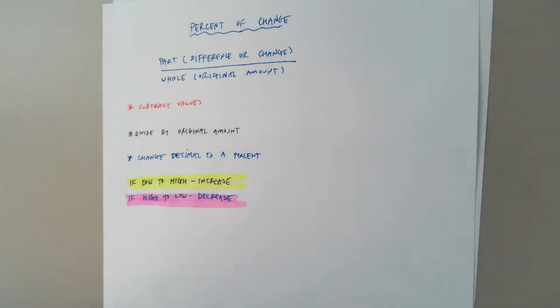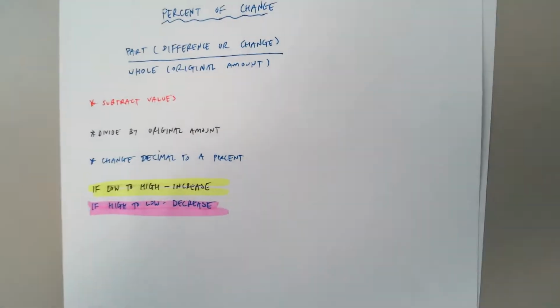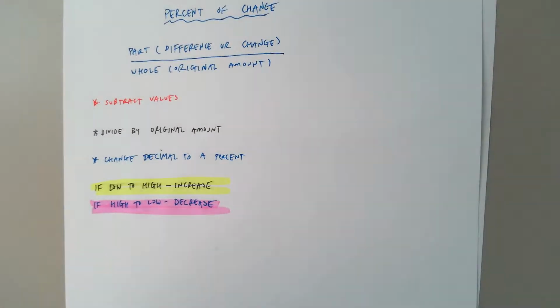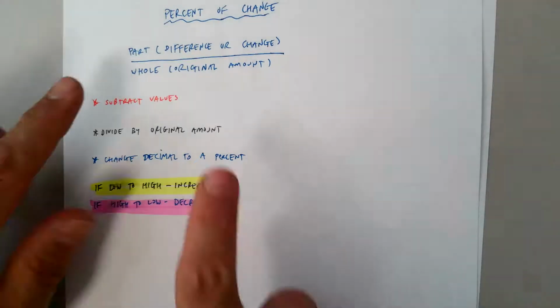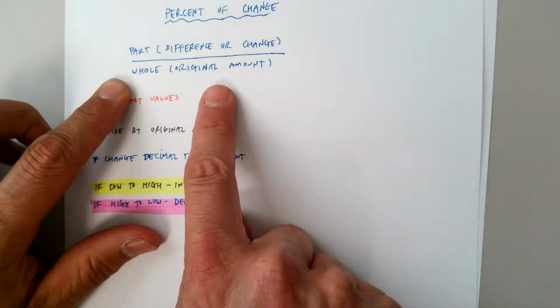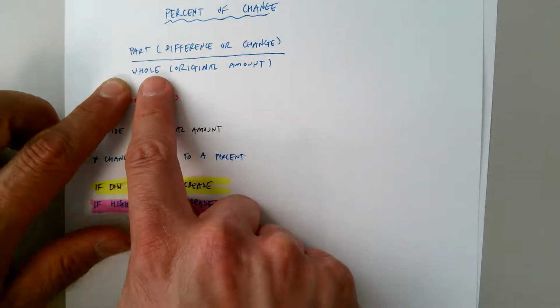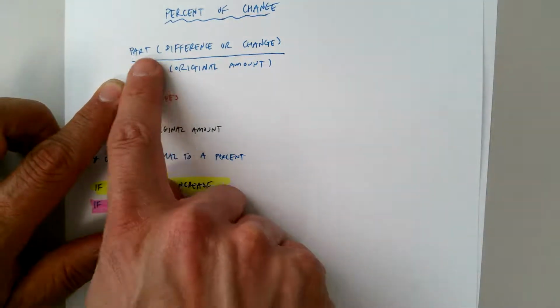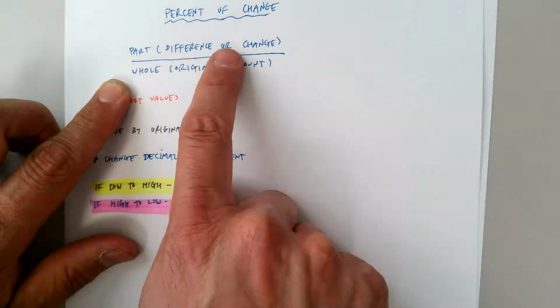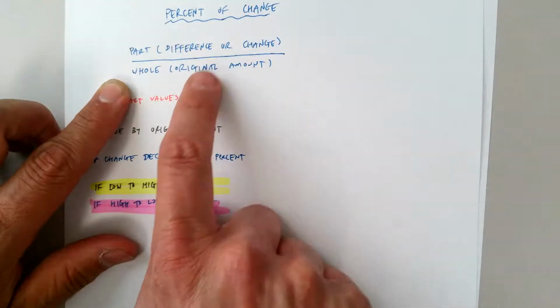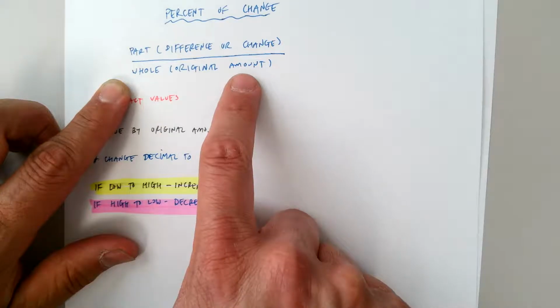All right, you guys, we are talking about percent of change in section 9.10. So this will be really quick. The formula that you'll need is right here. Basically, we're taking the part divided by the whole because we're trying to find the percent of change. So the part is really just the difference, or the change in values, divided by your original amount.